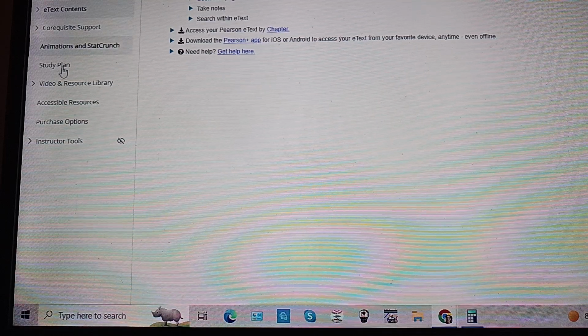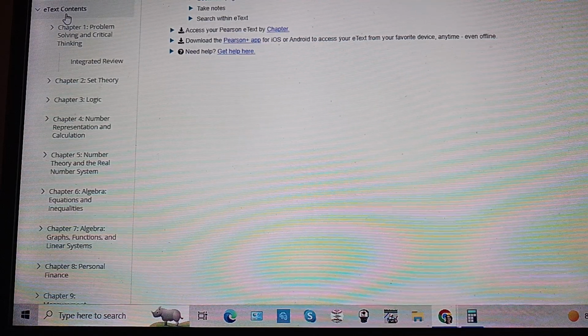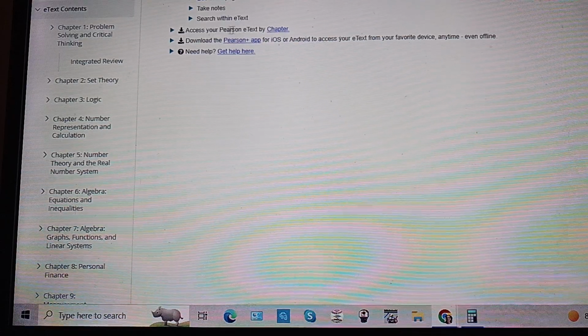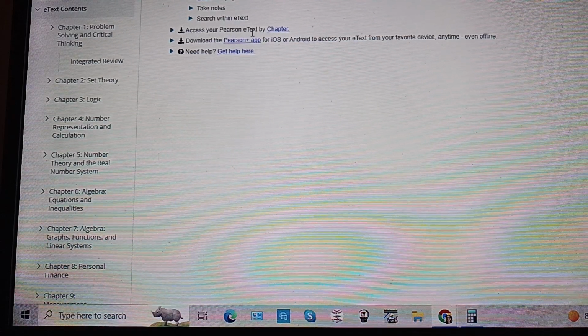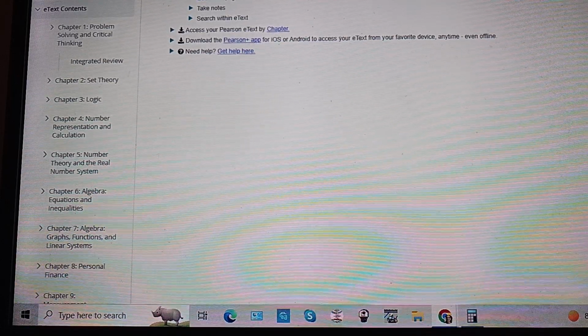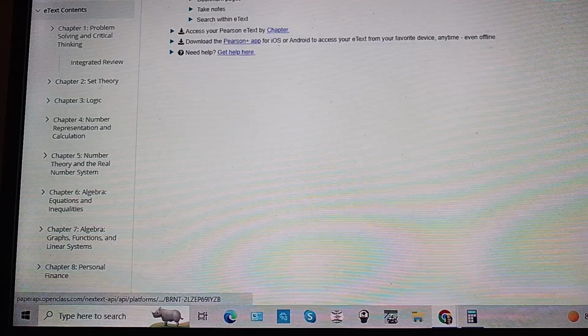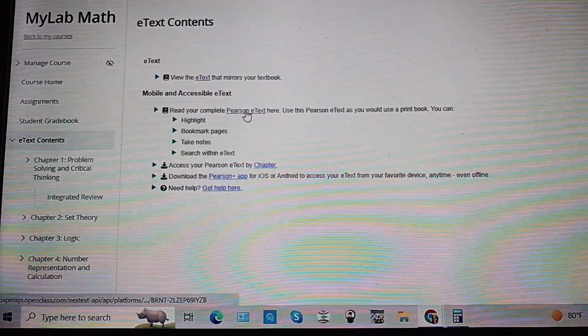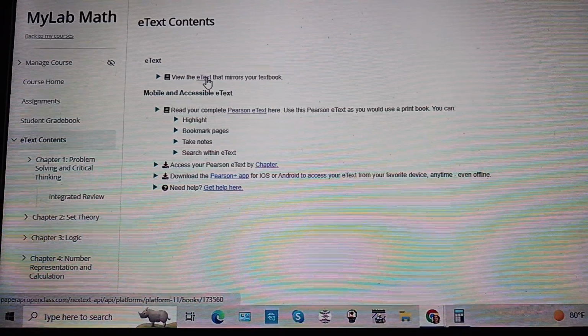Is there another one here? Okay, that's weird. Oh, here it is. Access your Pearson ebooks by chapter. So read your complete e-text. It's up near the top here. Read your complete Pearson e-text. Or here, view the e-text. Okay, there it is. So you just do that before you click a chapter, apparently.